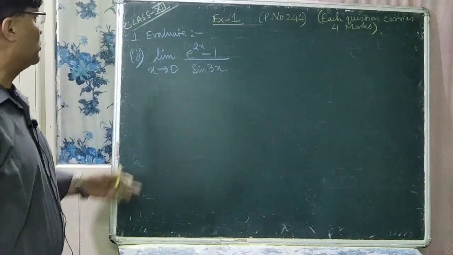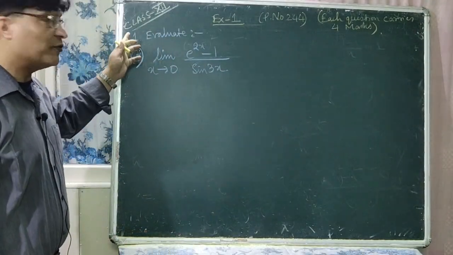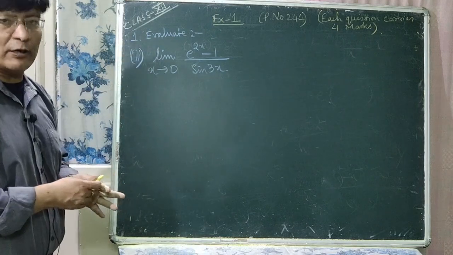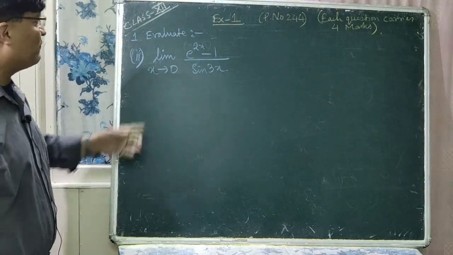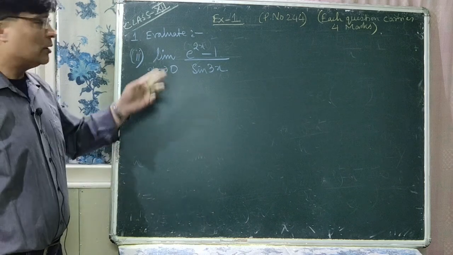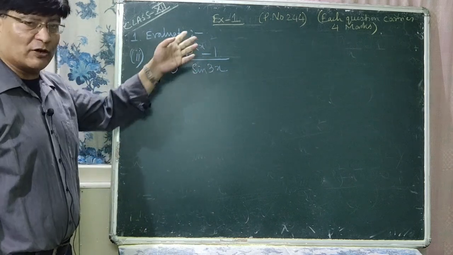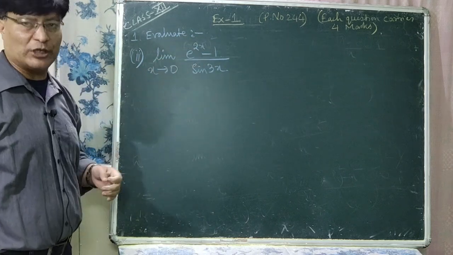Now we'll do question number 2 of number 1. Here also you have to evaluate. Evaluate means you have to find out the value of this limit. You have to find out the limiting value of this function when x tends to 0.